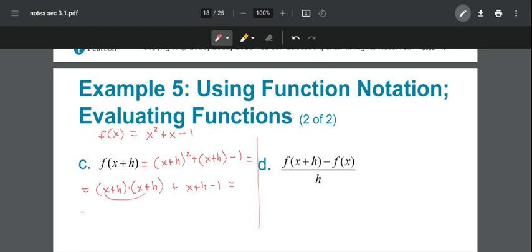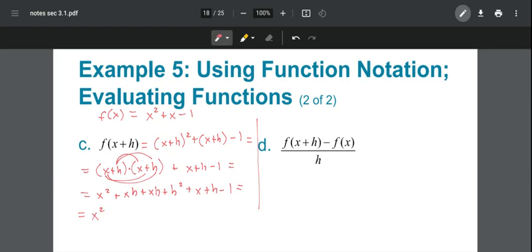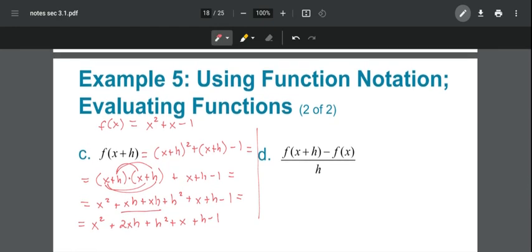So FOIL: x times x will give us x squared. X times h is xh. H times x is xh. H times h will give us h squared, plus x plus h minus 1. Simplify, combine like terms. Xh plus xh will give us 2xh plus h squared plus x plus h minus 1, and we're going to leave it that way because there are no like terms which we can combine. And we will do the same thing for part D. Part D, actually, we have to evaluate this quotient.